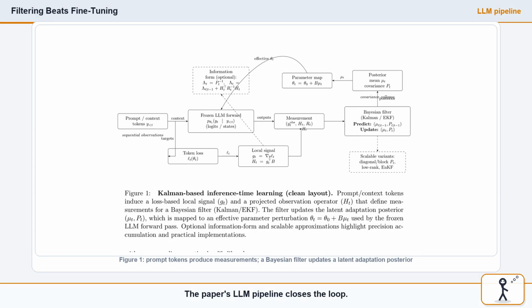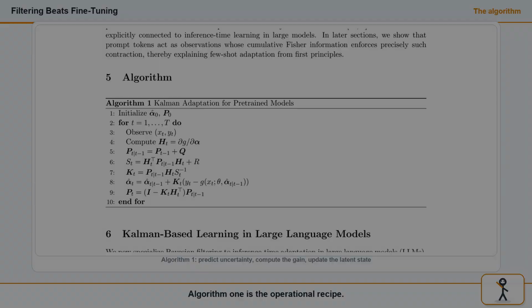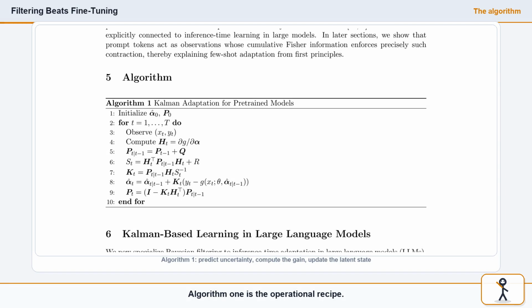The paper's LLM pipeline closes the loop. Prompt tokens enter a frozen forward pass. Token loss creates a local signal. The filter updates the latent posterior, and its mean maps back to an effective low-rank parameter perturbation for the next prediction. Algorithm 1 is the operational recipe.